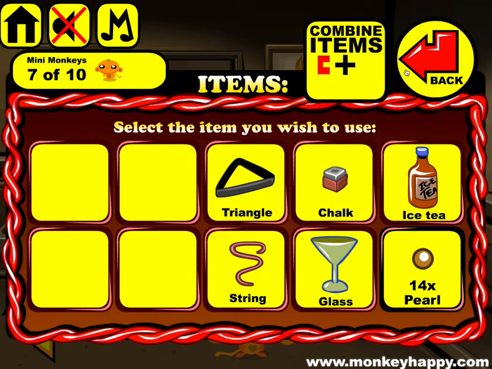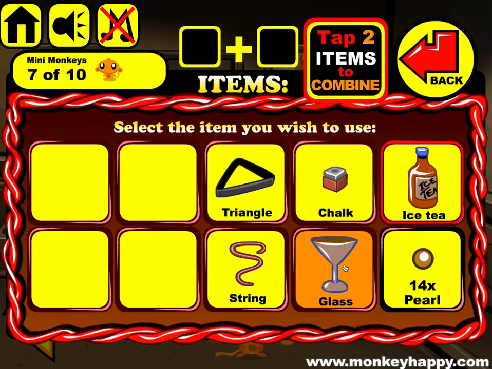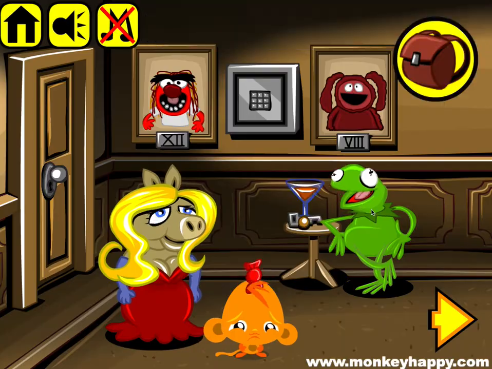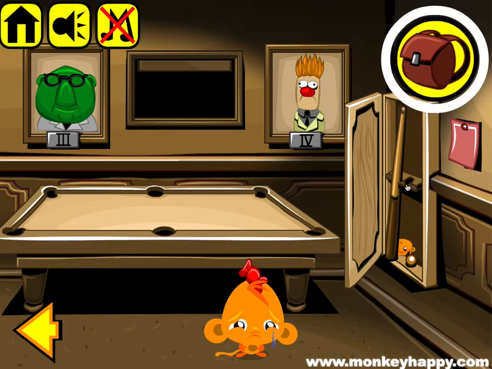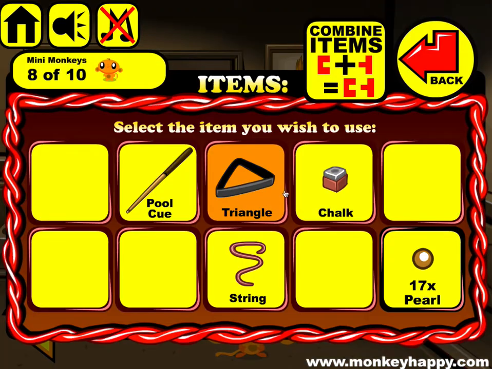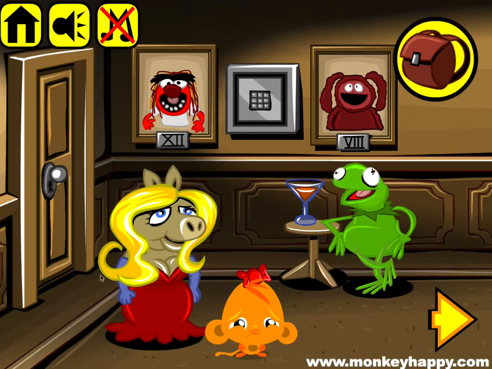Then we've got, I'll just turn on the sounds. Combine the iced tea and the glass, and we give that to Kermit here. And we've got the small key, which we unlock this and get the pool cue. Then we've got 17 pearls so far. Let's go open this up.